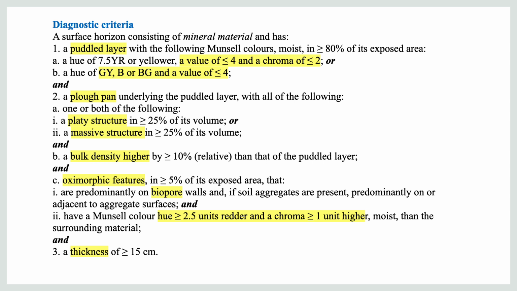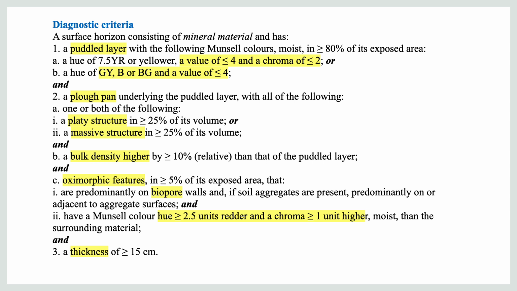A hue of 7.5 YR or yellower than this, and low value and low chroma, so dark colors, or a hue of GY, B, or PG that expresses gray colors, a mix of green and yellow, blue, or blue and green, and a value equal to or below 4. So again, dark colors. And the anthraquic horizon also should be above a plow pan.